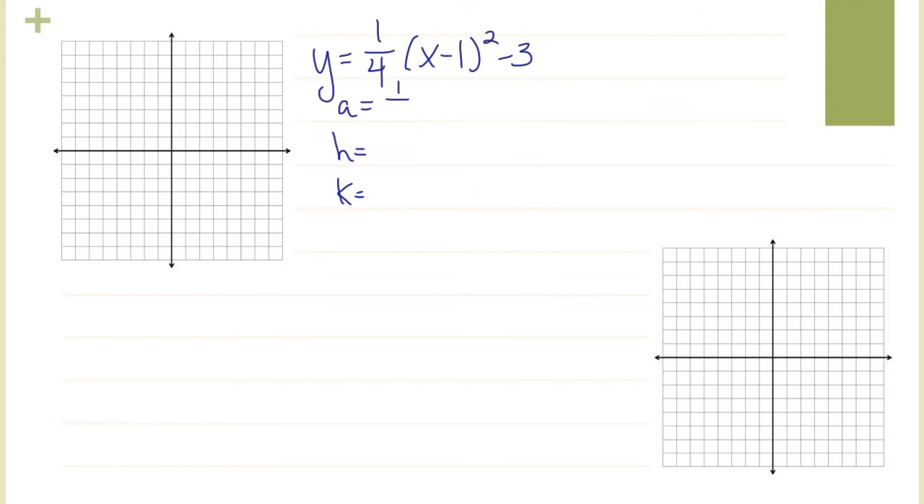A is going to be 1/4. That means it's going to be a shrink, or it's going to be wide. It's still going to open up because A is positive. H is 1, K is -3. So my vertex is (1, -3). I'm going to graph my vertex, (1, -3). It opens up, and that 1/4 makes me go up 1 and over 4.